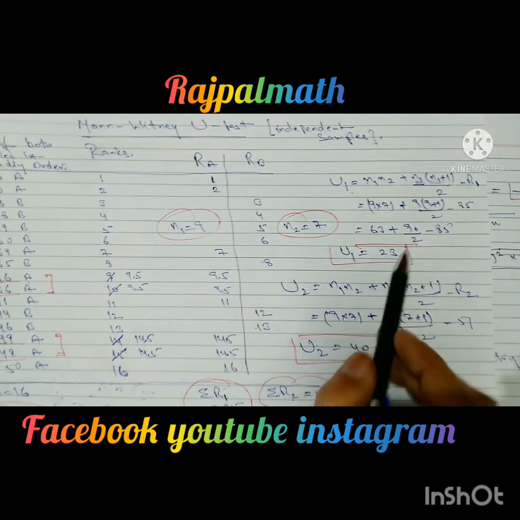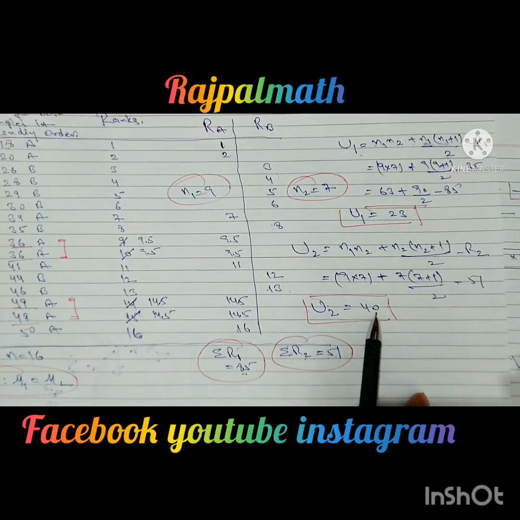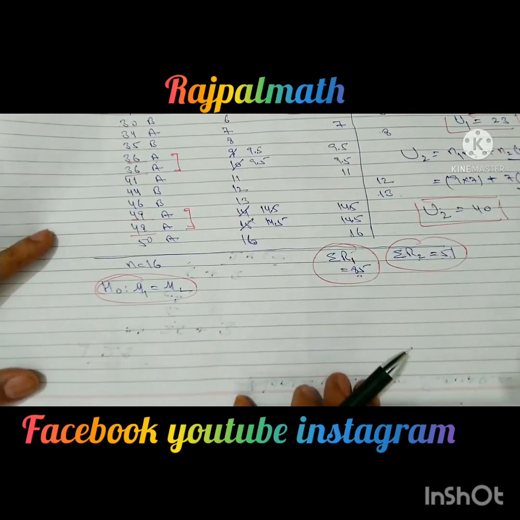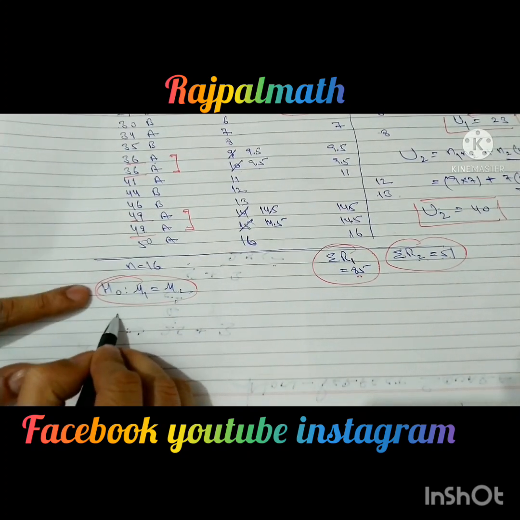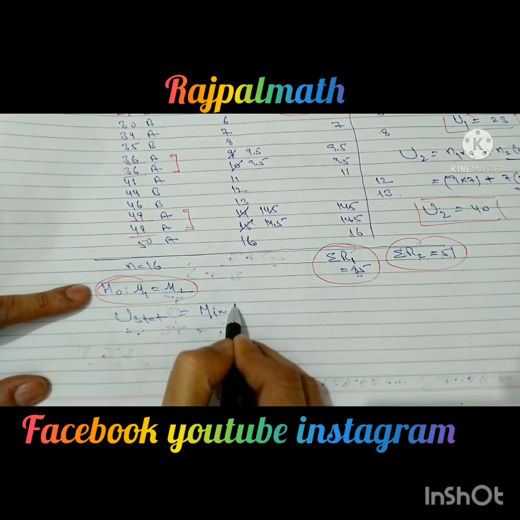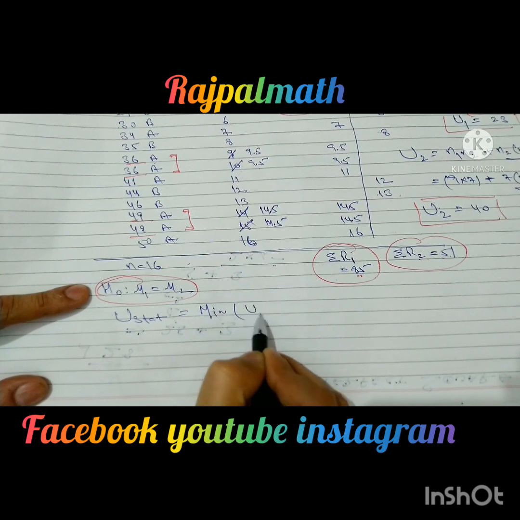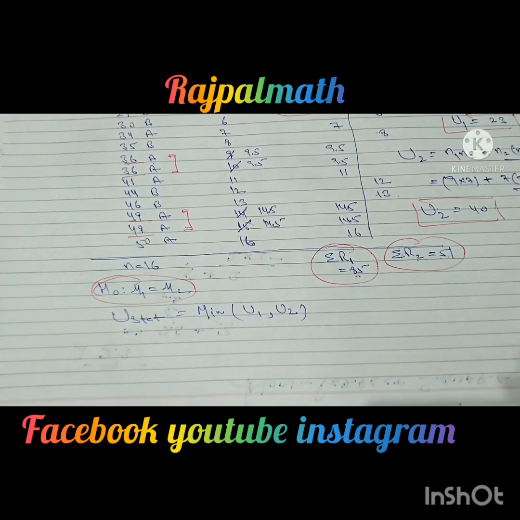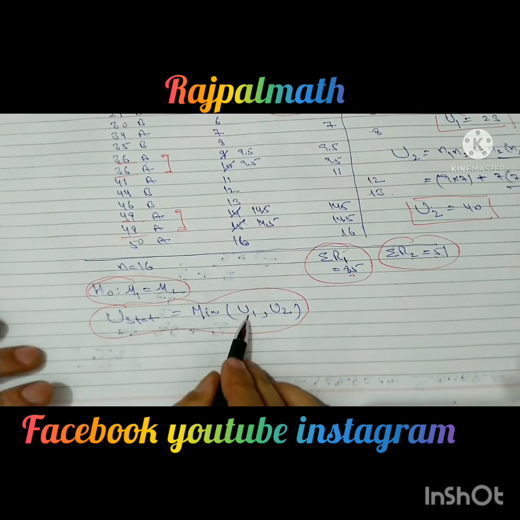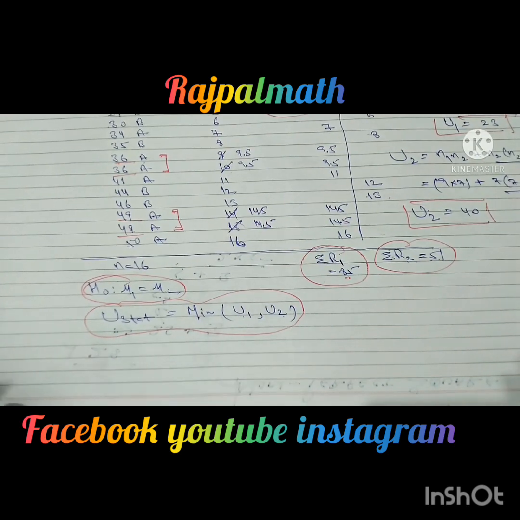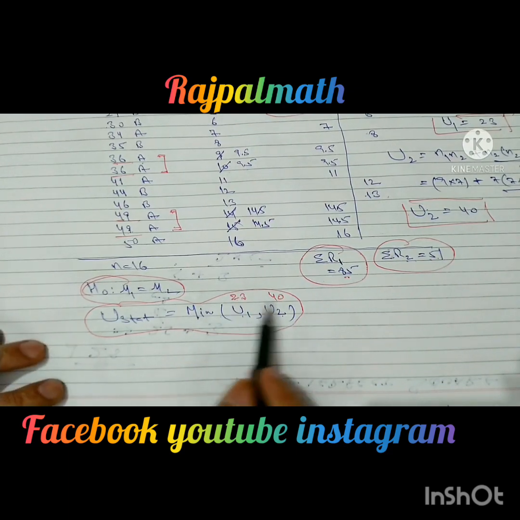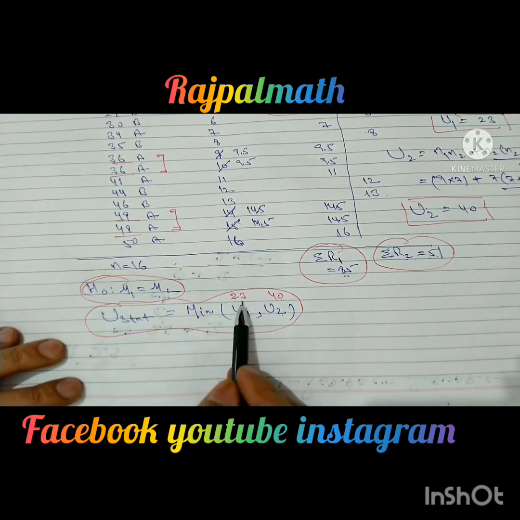U1 is 23 by applying this formula, and U2 is 40. Now the statistic value for the U test: U stat is the minimum of U1 and U2. The calculated value U stat is the minimum of U1 and U2. U1 is 23 and U2 is 40, so the minimum of 23 and 40 is 23.